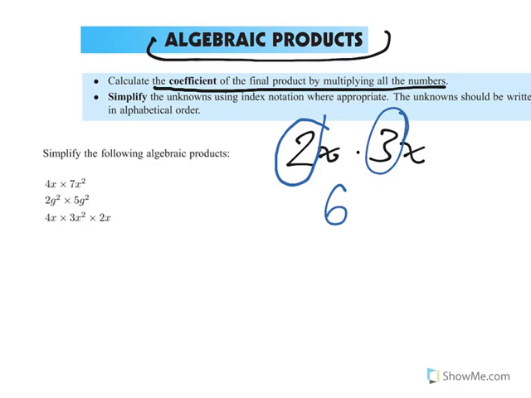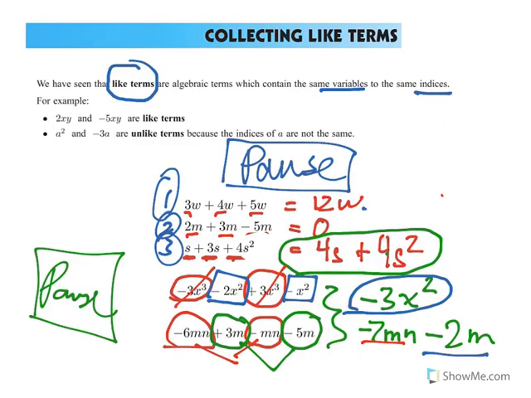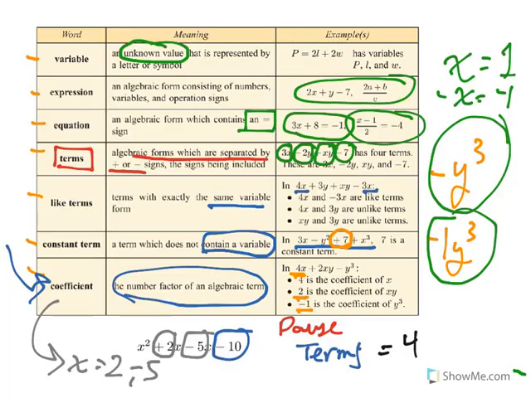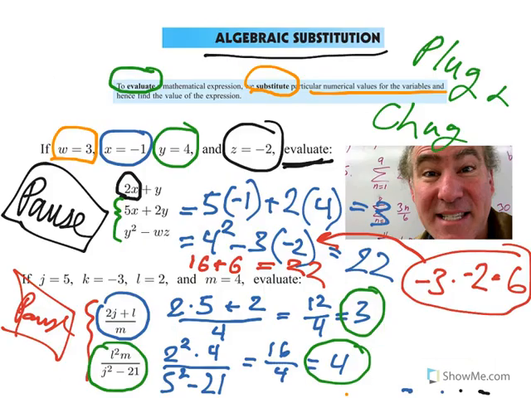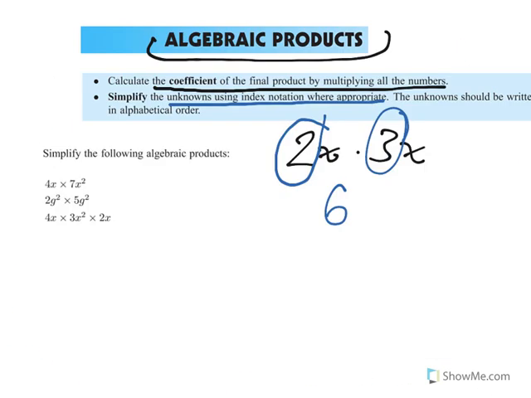And then we simplify the unknowns using index notation when appropriate. Now, we know index notation through this slide here. 3 times 3 times 3 times 3 is 3 to the power of 4. B times B times B times B is B to the power of 4. So we have our index notation, so we now know that there's x times x. X times x is x squared. So here we got it. 2x times 3x is 6x cubed.